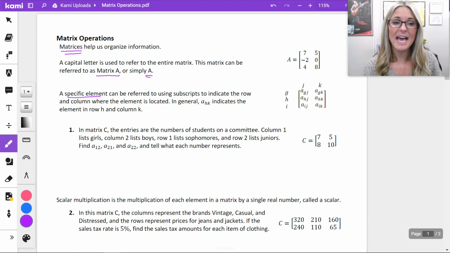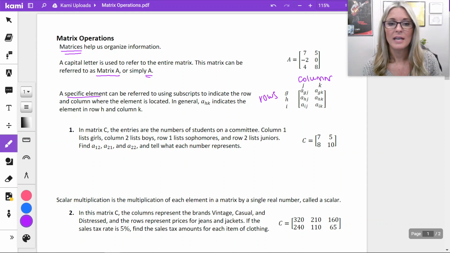A specific element in our matrix can be referred to using subscripts to indicate the rows and columns where the element is located. So our rows are always going to be here to the left, and then columns are up and down. In general, for example, we have A sub H,K. So talking about this one right here would mean that it's in row H and column K.